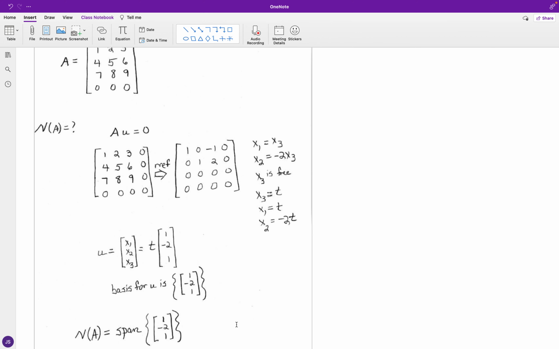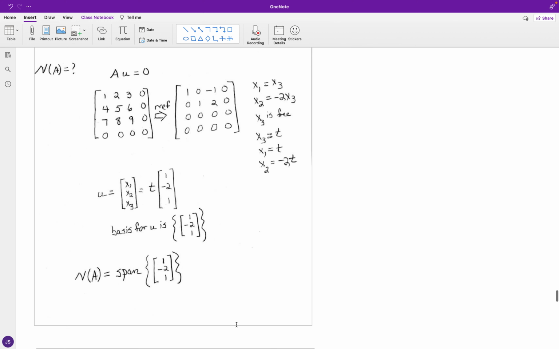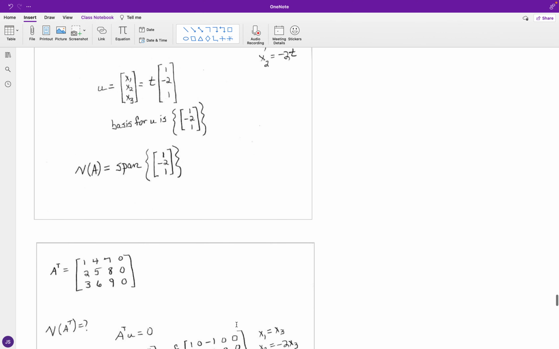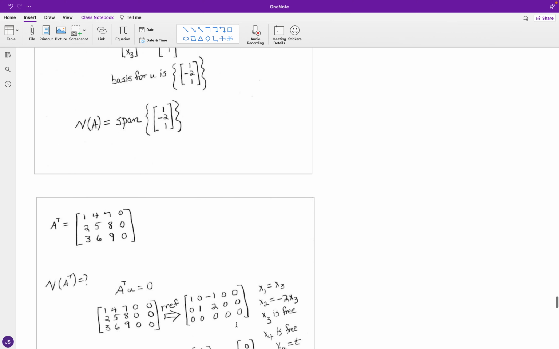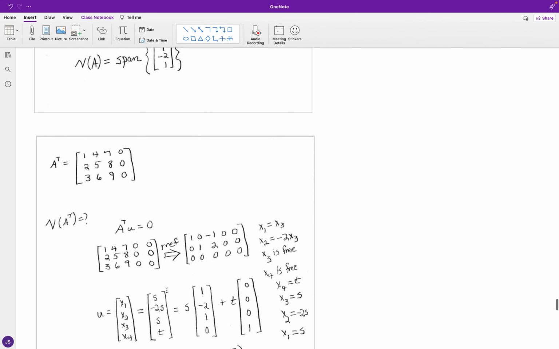So N of A is going to be equal to the span of the set consisting of 1, negative 2, and 1. Now, in terms of what we have for the null space of the transpose of A, we have in this arrangement a 3 by 4 matrix: 1, 4, 7, 0, 2, 5, 8, 0, and 3, 6, 9, 0. So you've got the transpose of A times U equal to 0, where U represents the null space.